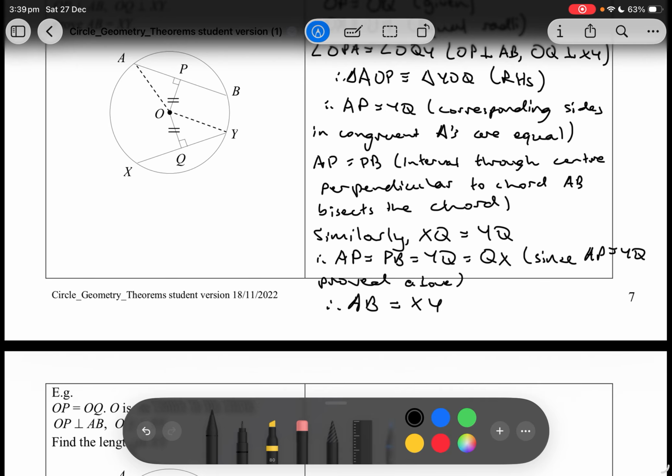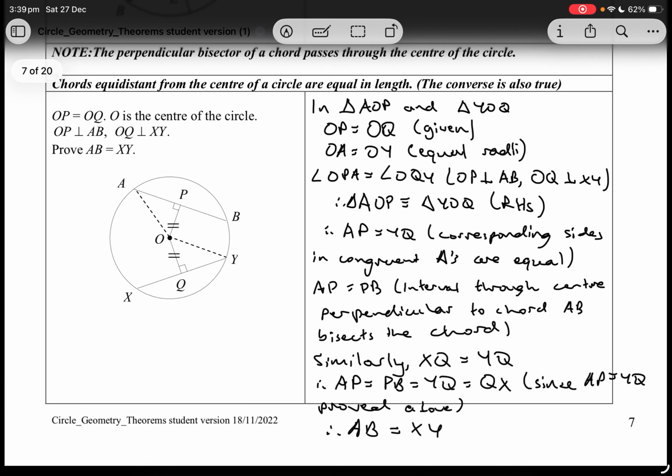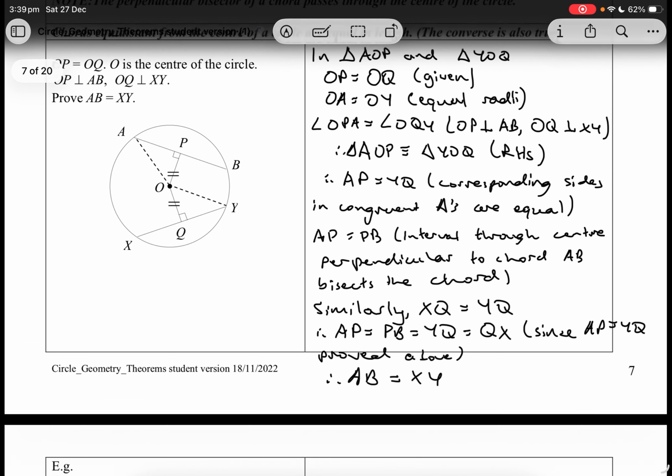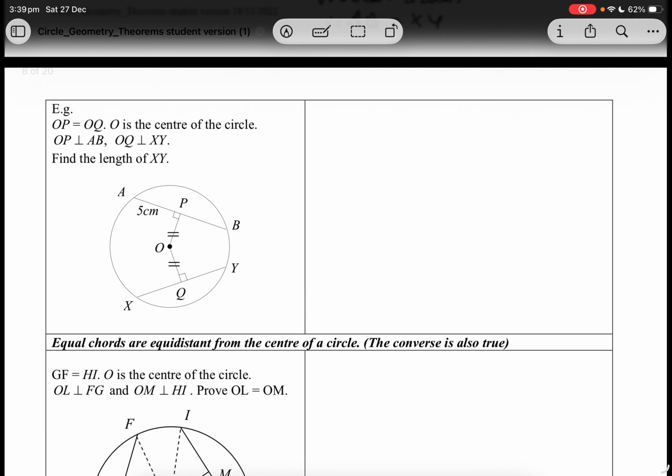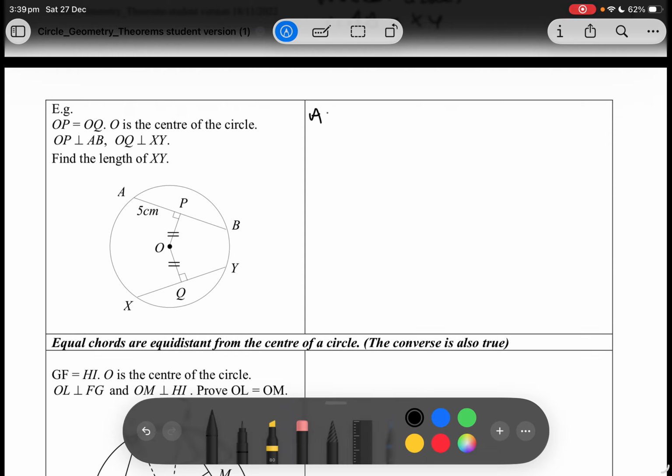So, as we get through these, you'll notice there is a lot of writing, but we need this type of rigor when we are dealing with these proofs for our circle theorems. Now, we know this, so we're just using it in this example. So we're trying to find the length of XY. So we know that AB, this entire segment, since AP is 5, AB equals 10.